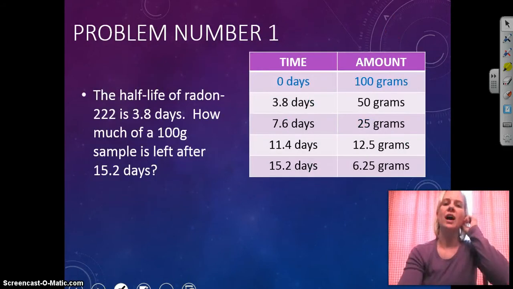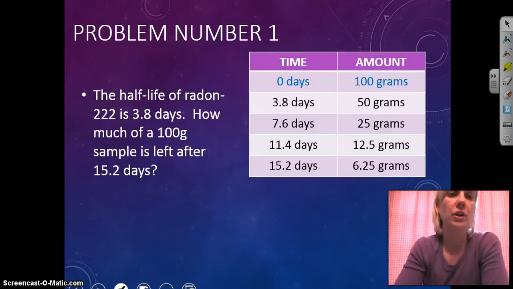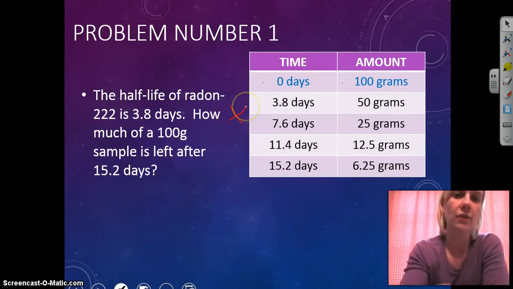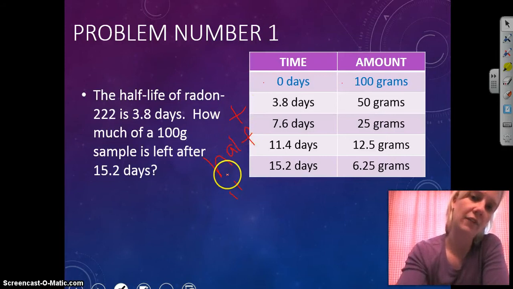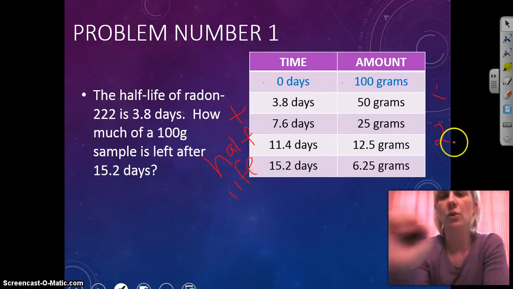All right, so problem 1. The half-life of radon-222 is 3.8 days. How much of a 100-gram sample is left after 15.2 days? So we start off at time 0. We have 100 grams. Okay, we're going to add our half-life. That looks like a multiplication, but I'm writing sideways. We're going to add half-life over here, and we're going to divide by 2 over here.